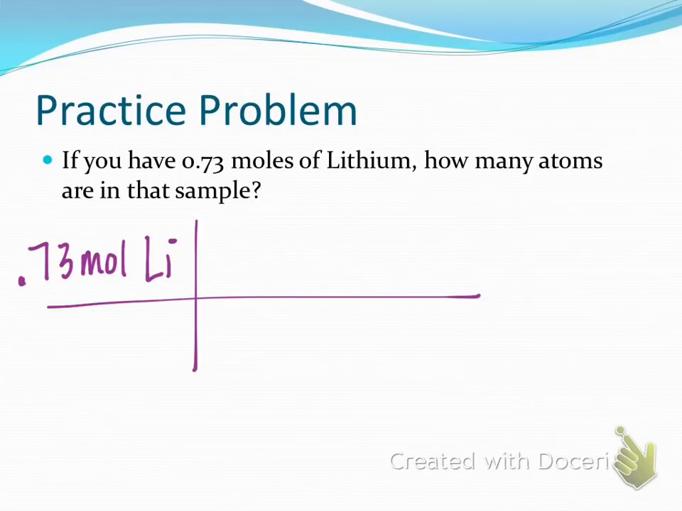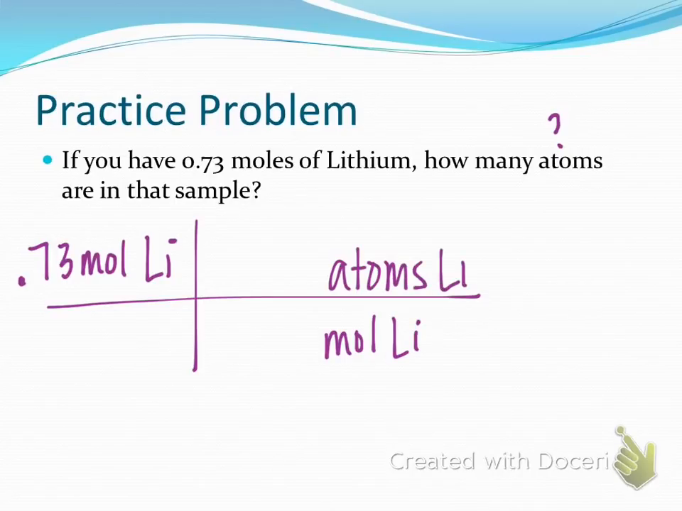Okay, so this one I start in moles, and I want to go to the number of atoms. So if I want to get rid of moles, it goes on the bottom, right? Moles of lithium. And I want to go to atoms. It goes on the top. So in these conversions, the mole, again, gets the 1. Okay, it still gets the 1. Because we can tell how many atoms are in 1 mole of anything.